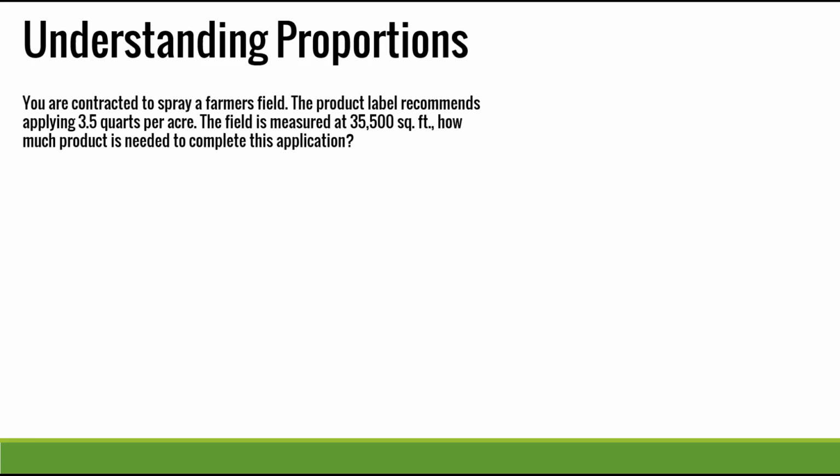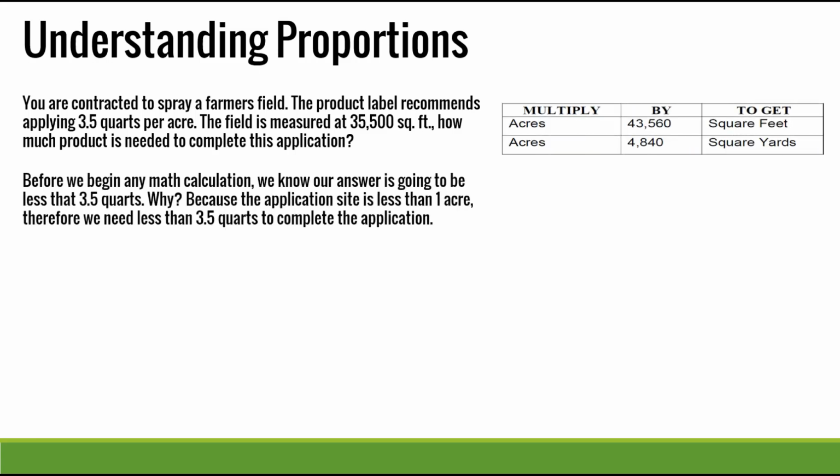Here's one more example. You are contracted to spray a farmer's field. The product label recommends 3.5 quarts per acre. The field is measured at 35,500 square feet. How much product is needed to complete this application? Before we begin any math calculation, we know our answer is going to be less than 3.5 quarts. Why? Because the application site is less than 1 acre. Therefore, we need less than 3.5 quarts to complete this application.